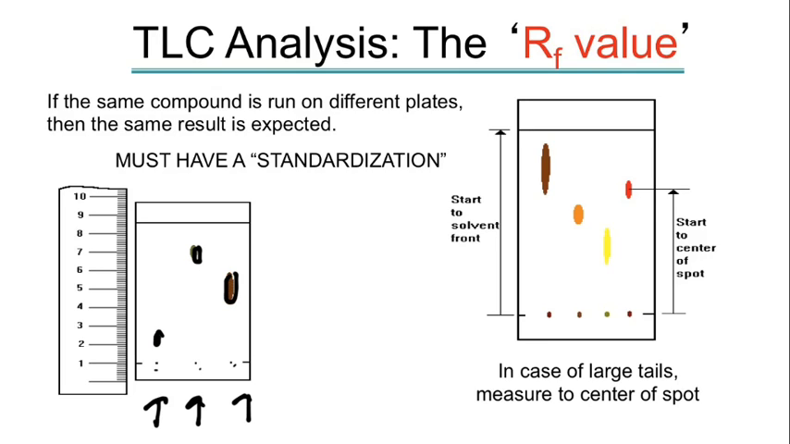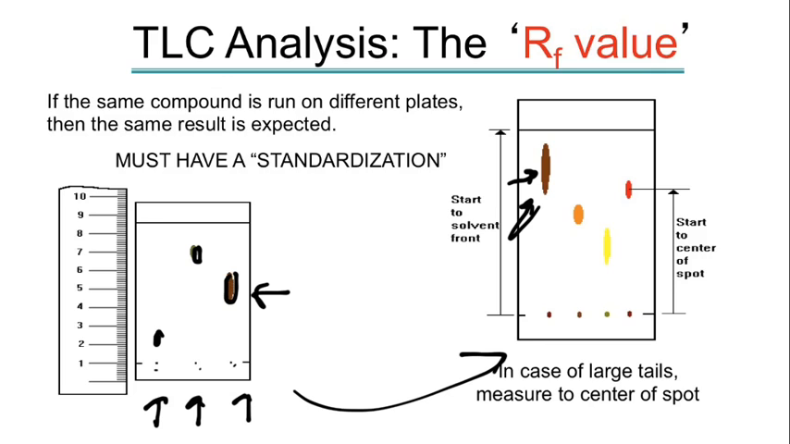What if we ran a second plate, say like the one over here? How would we be able to compare across? Well, we could say brown versus brown, but then do you think this compound and this compound are the same? I mean, they don't look like they traveled the same distance. To me, this one looks like it traveled a lot further.